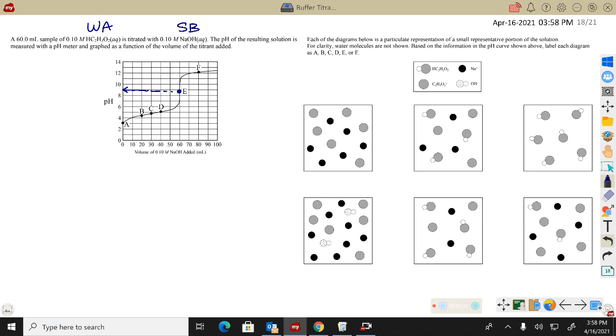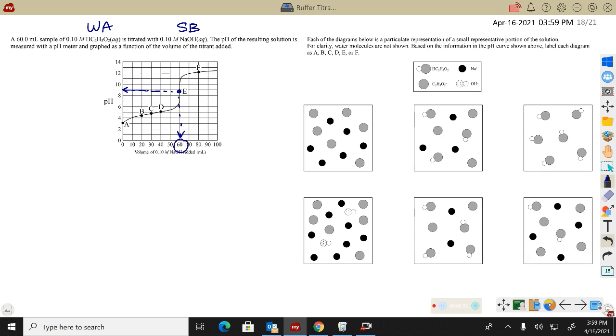So even if I had a 1-to-1 mole ratio, just because of the tendency of the particles to ionize, it may not be 100% neutral. Slightly basic, that base fully dissociates. Now if I follow it down, I still see 60 milliliters.